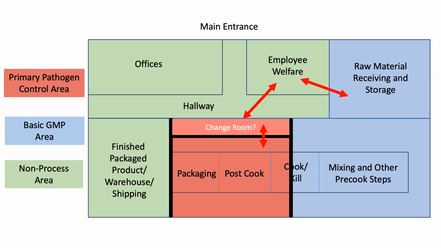In this hypothetical example, the facility added an additional room that is restricted to dedicated employees entering the primary pathogen control area and allows for change of clothing, shoes, and hand washing prior to entering this area. They made this change after observing employees moving between the basic GMP and primary pathogen control areas, and they were concerned about an elevated risk of cross-contamination to the finished product.